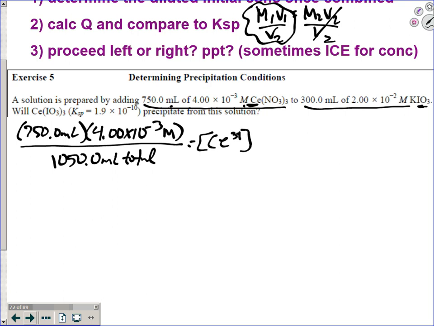Not cesium, that was cerium. Where's cerium at? Where do you see it? Oh, thank you. That was cerium. Okay, so that's cerium 3 plus. And then what's that concentration, guys, when you get there?